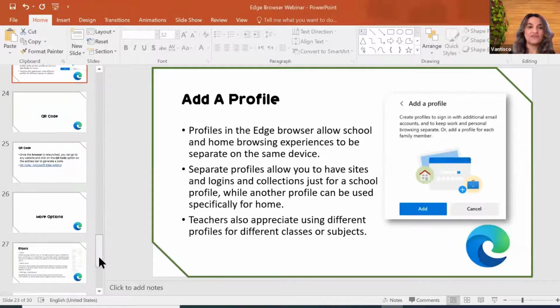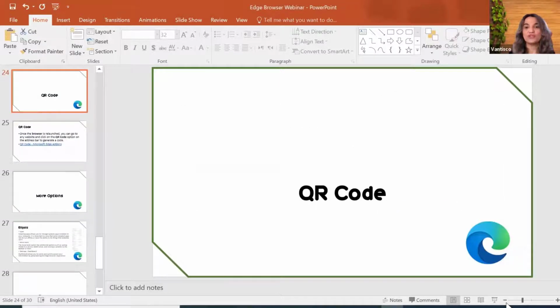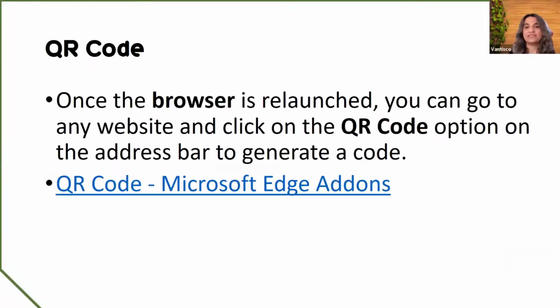What's the other feature that we're going to talk about? QR code. Very important feature. And we will see how to generate a QR code. I have this link also for the QR code. You will find it in the links at the end of the presentation.